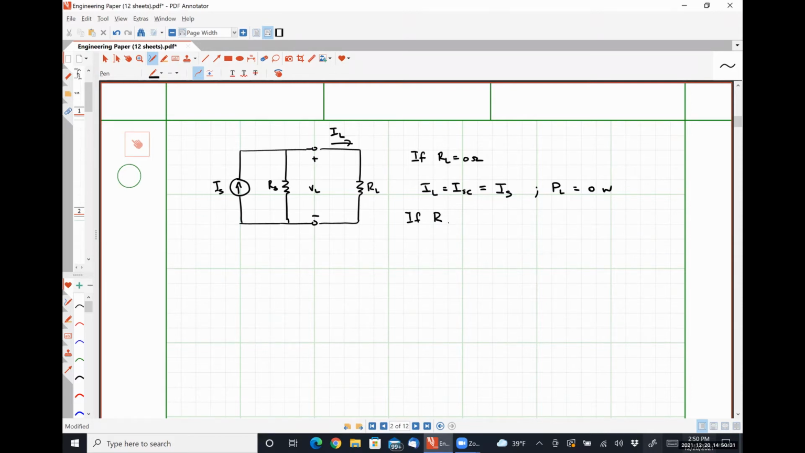If we have an open circuit, VL will represent our open circuit voltage, which will be what in this case? IS times RS, exactly right.